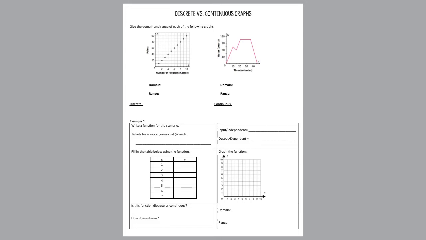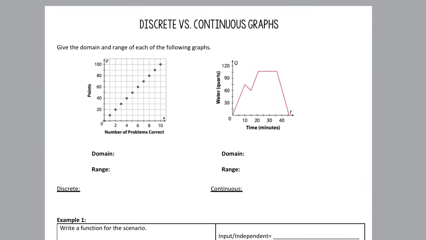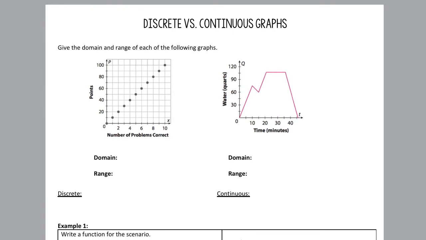Alright, guys, today we're going to be taking a look at domain and range still, but we're going to be focusing in on discrete versus continuous graphs. So these are two new vocabulary words that we'll be learning today. Discrete versus continuous graphs is the title of our notes. You'll see two graphs to start off with right underneath here.